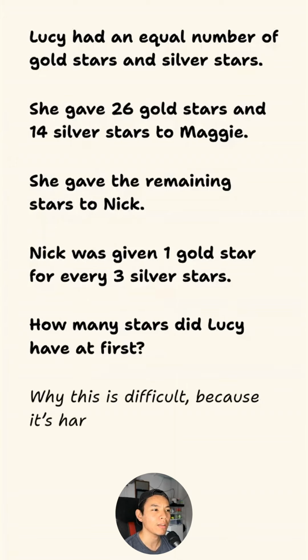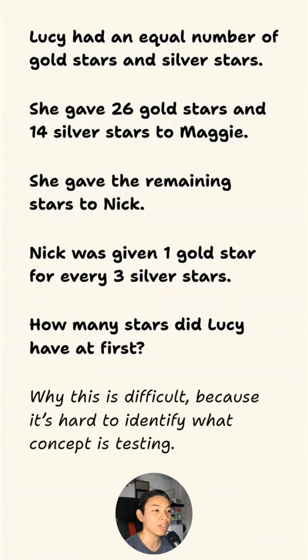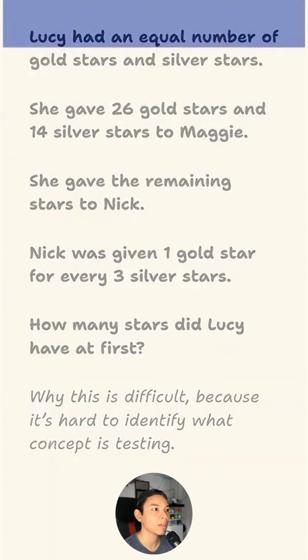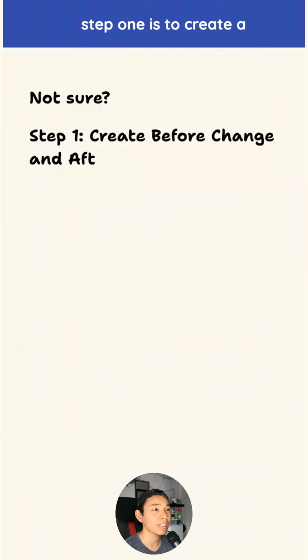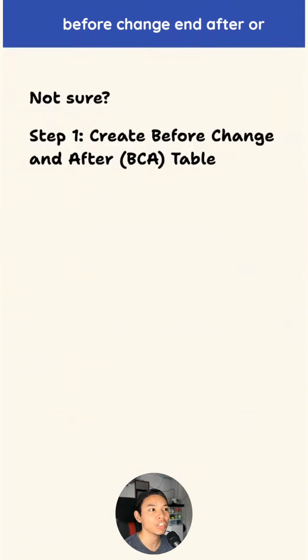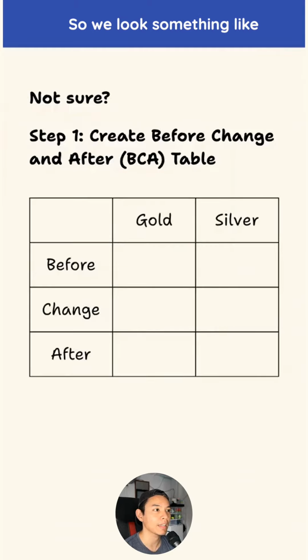So why this question is difficult is because it's hard to identify what concept is being tested when you just look at the question. If you're not sure, and you know that there's something that has changed over time, then step one is to create a before, change, and after, or BCA, table. So it looks something like this.